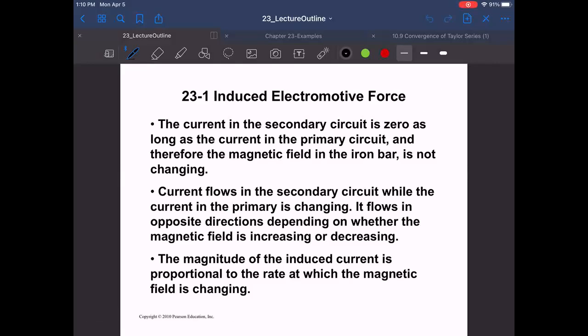All right, the current in the secondary circuit is zero as long as the current in the primary circuit is not changing. That means the magnetization of the iron bar is not changing, and so we have a static magnetic field. Current flows in the secondary circuit while the current in the primary is changing. Okay? It flows in the opposite directions depending on whether the magnetic field is increasing or decreasing. And we'll talk about that. That'll be part of Lenz's law. And then the magnitude of the induced current is proportional to the rate at which the magnetic field is changing. How quickly you're changing it will determine how much of an induced EMF you will get and how much of an induced current you will get.